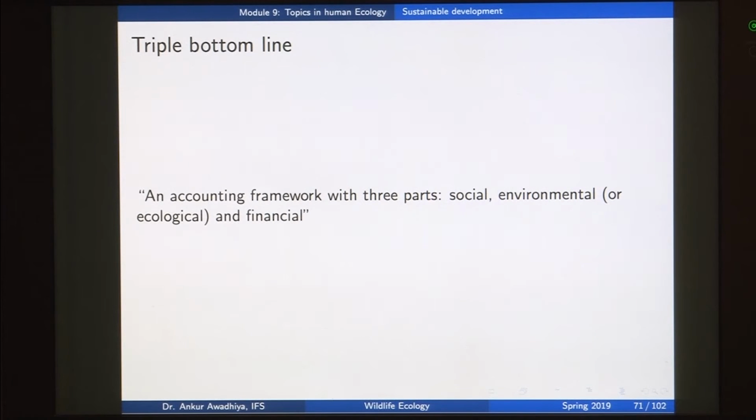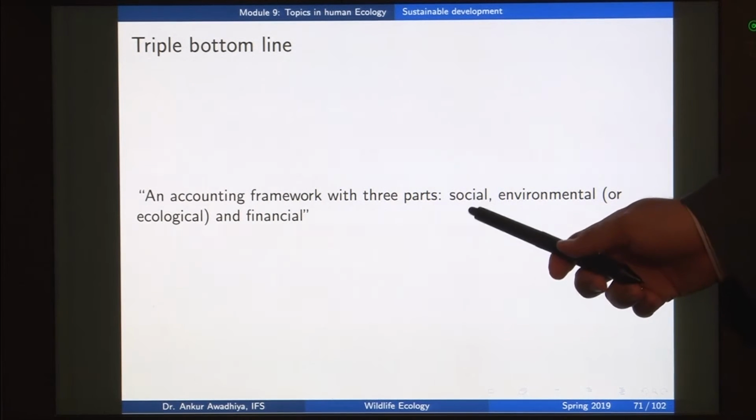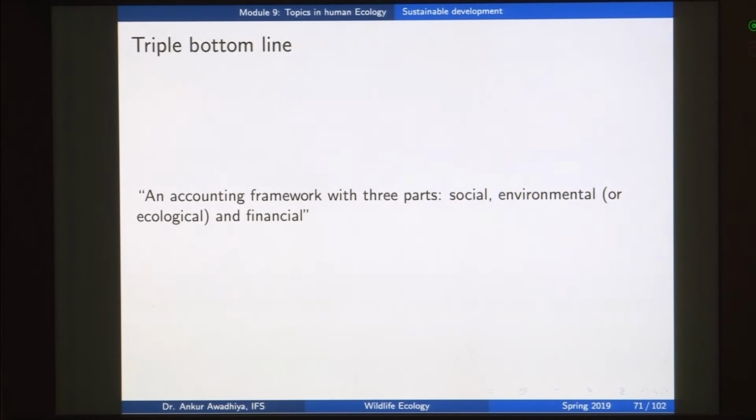Social bottom line. So, in the case of social bottom line, we will ask the question whether this activity is leading to a profit to the society or a loss to the society, and this profit and loss is not in terms of economics, but in terms of whether people are getting more and more empowered, whether people are able to get justice, whether people are able to get jobs, and so on.